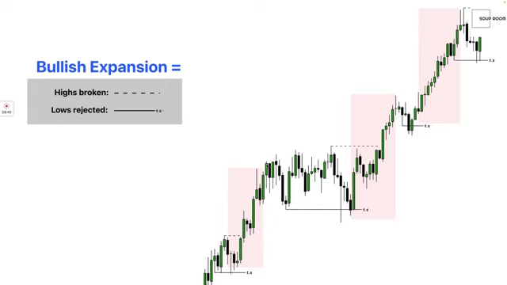Expansion, range, rejecting lows, breaking highs. Expansion, range, rejecting lows, breaking highs. Expansion. There will always be a turtle soup and then an expansion. Always. On every single time frame.